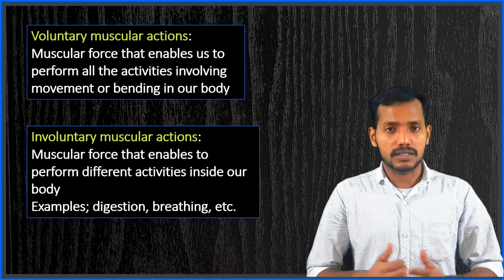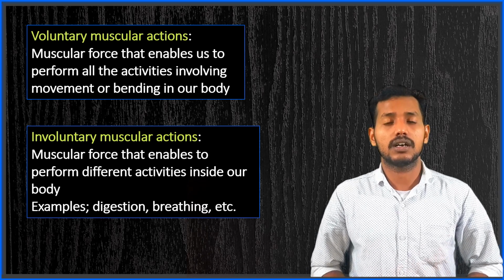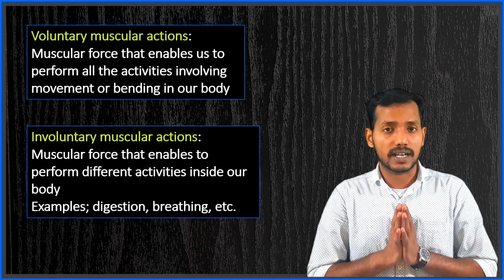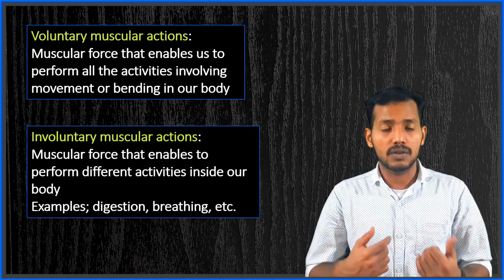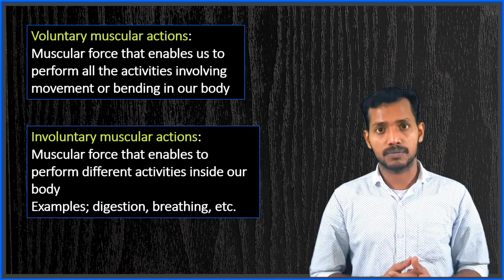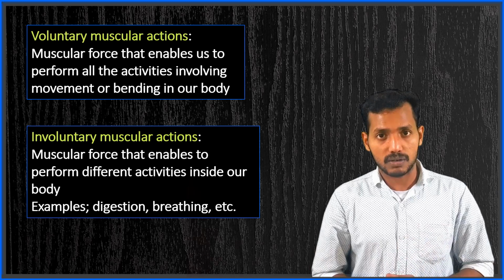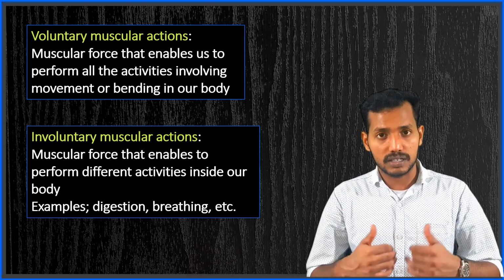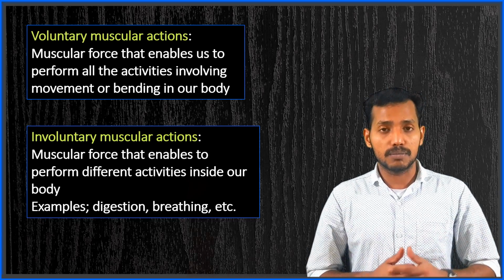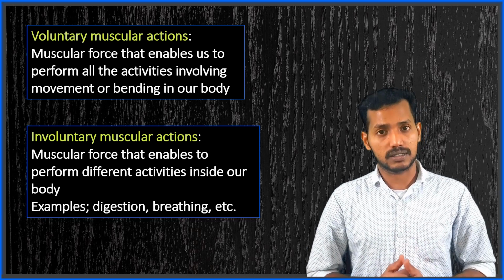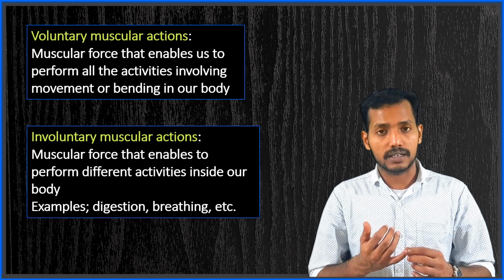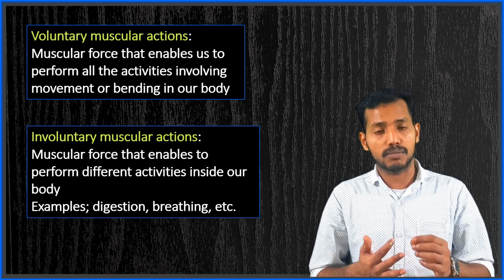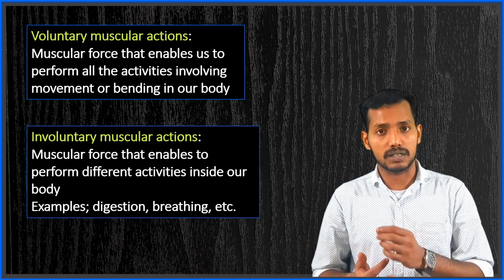But there are some muscles which are not under our control or not under our free will. Those actions are not controlled by our free will, but directly controlled by the brain. Such types of muscles are called involuntary muscles. There are many activities performed inside our body by these types of muscles. Many processes like digestion and breathing are carried out by these involuntary muscles.